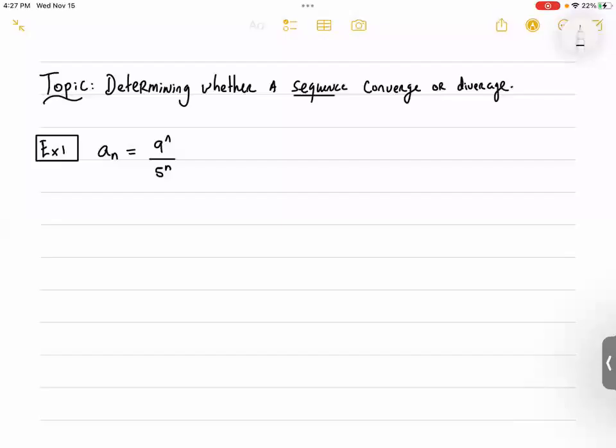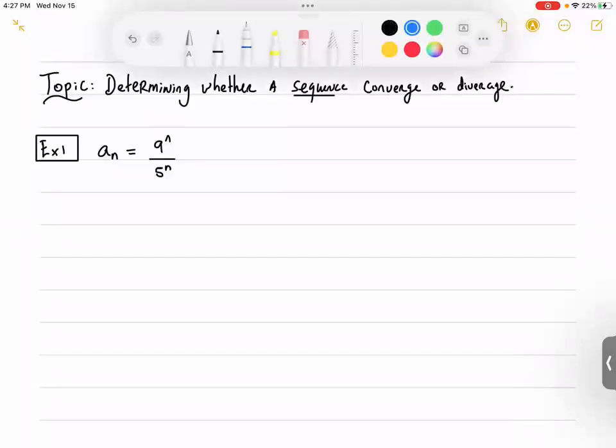So again, we're determining whether a sequence will converge or diverge in this video. So the first sequence I want to share with you is a_n equals 9 to the n power over 5 to the n power. The first thing you can do with this problem is rewrite it as follows. Since both 9 and 5 are raised to the n power, you can look at it as a ratio, 9 over 5, all of that raised to the power of n.